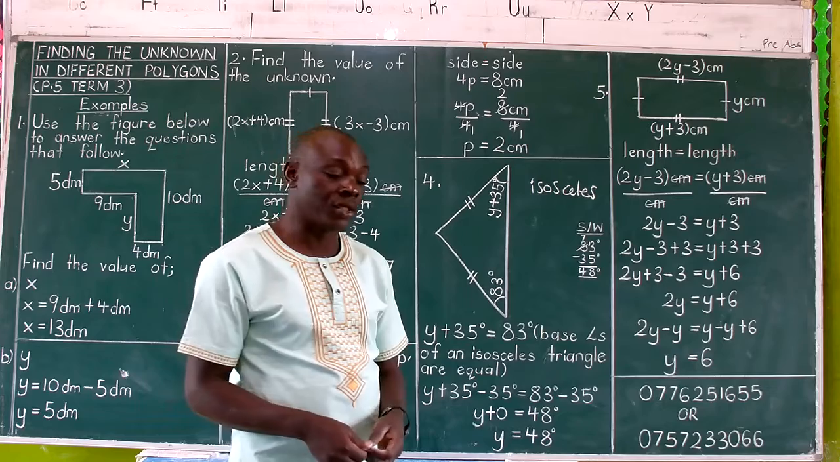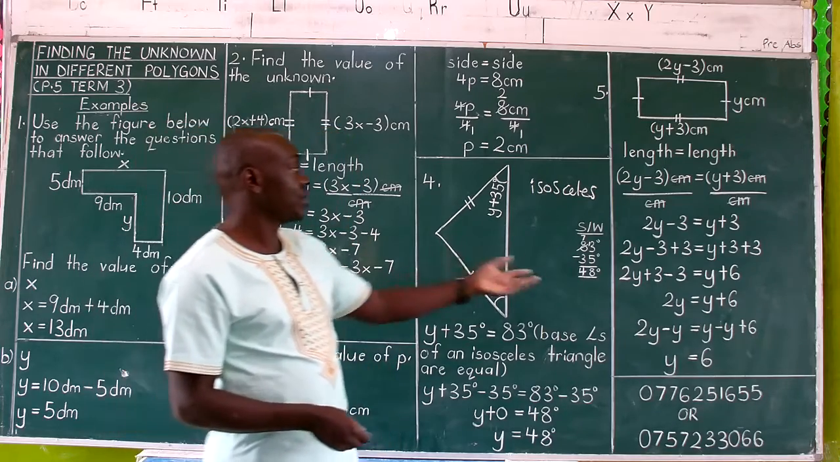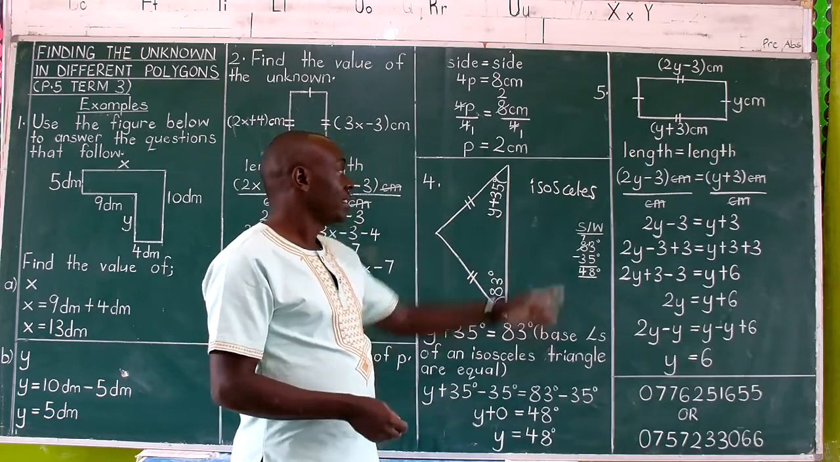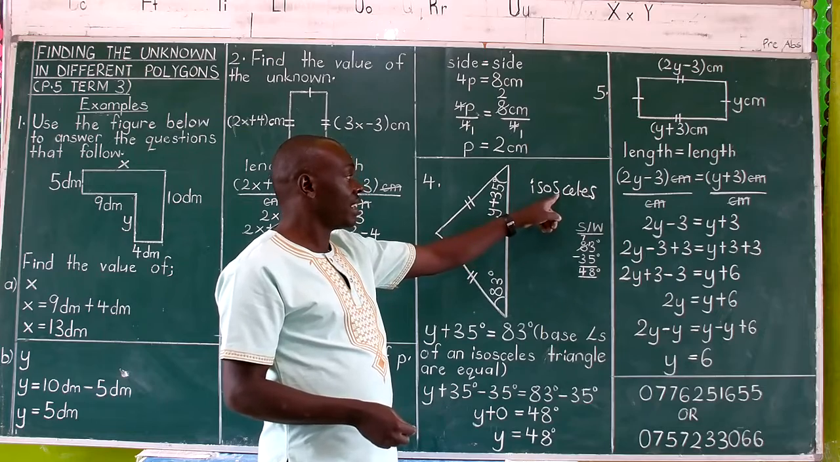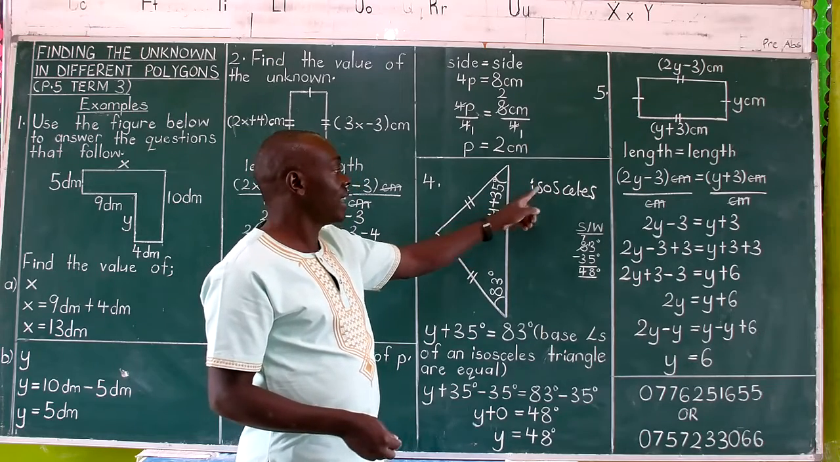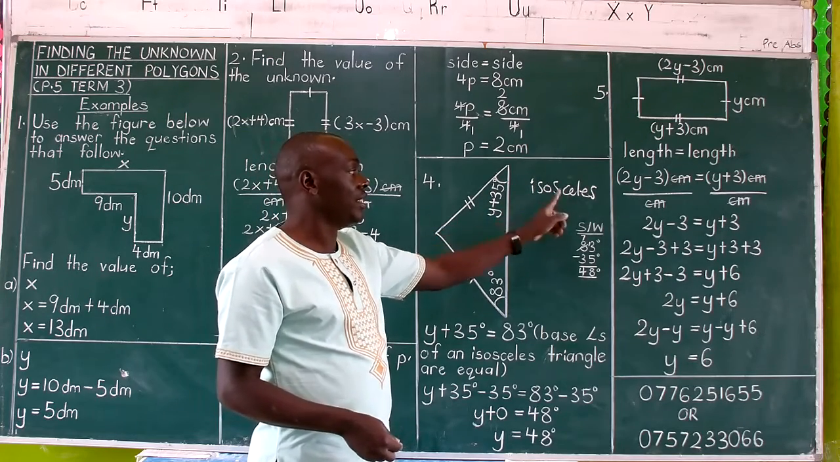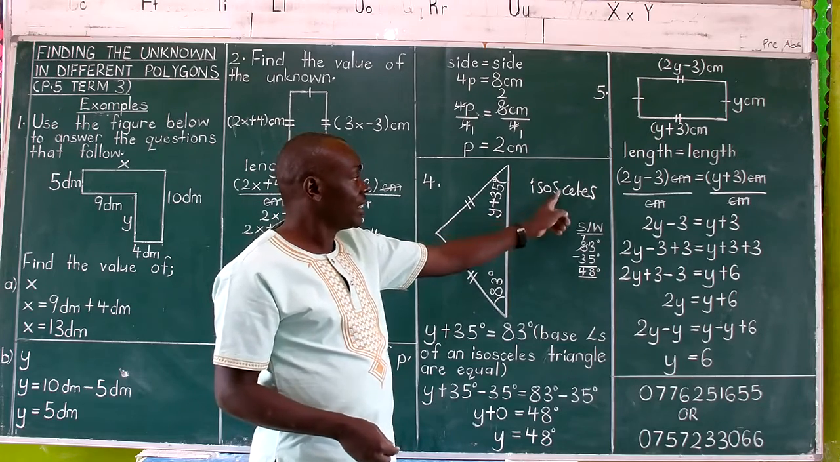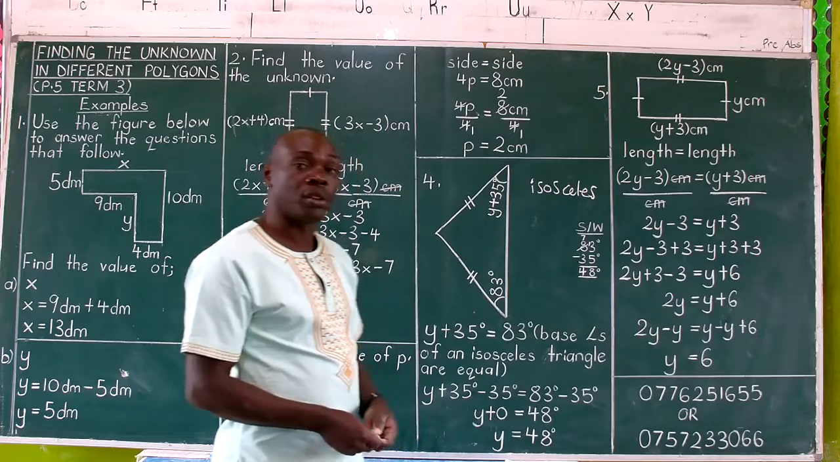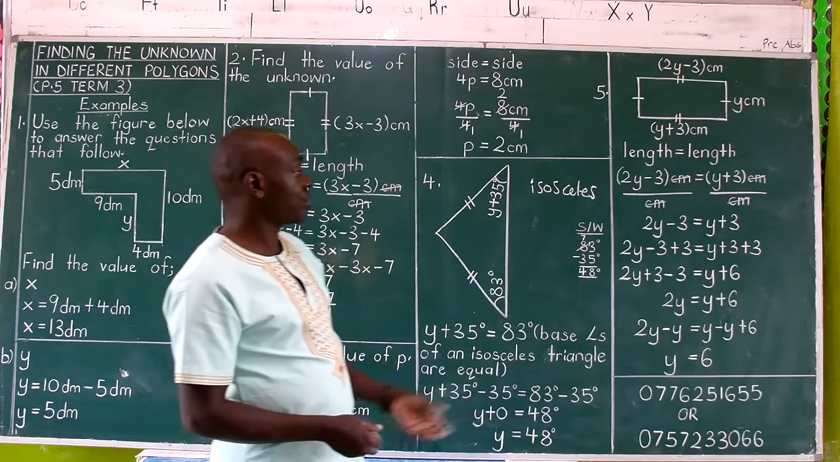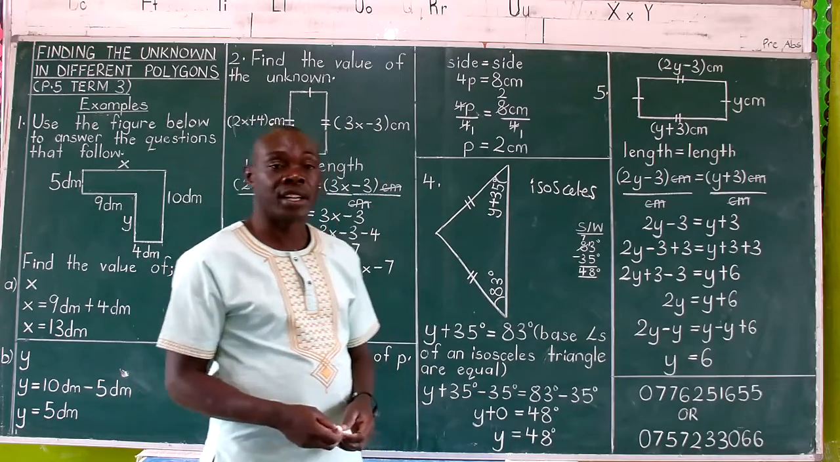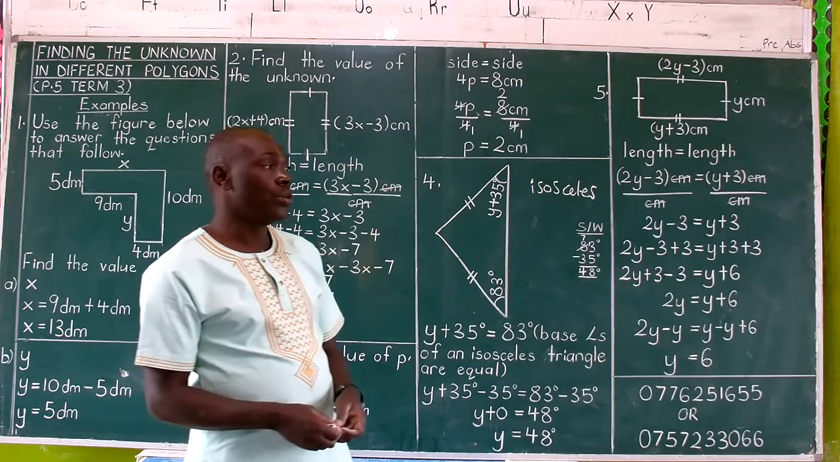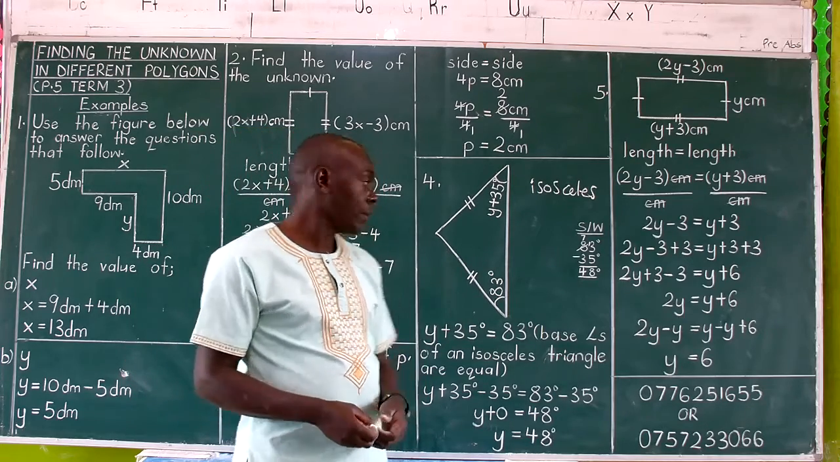I-S-O-S-C-E-L-E-S, the word isosceles. There is a letter S here. I-S-O-S-C-E. Master, please mark this letter S, S-C-E-L-E-S. So the word is isosceles. What's an isosceles triangle? An isosceles triangle is a triangle that has 2 of its sides equal.